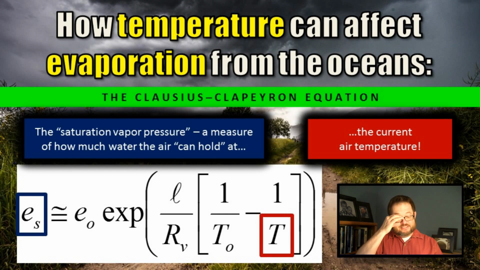Okay, and ES. ES is the saturation vapor pressure. Now that's a term you do actually learn in the intro class. Saturation vapor pressure is a measure of the amount of water vapor the air can hold under the current conditions. Doesn't mean the air is holding that much. It's saying this is how much water vapor the air is capable of holding under the current conditions.